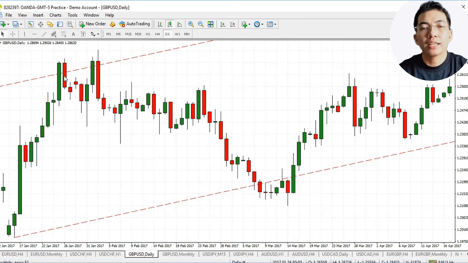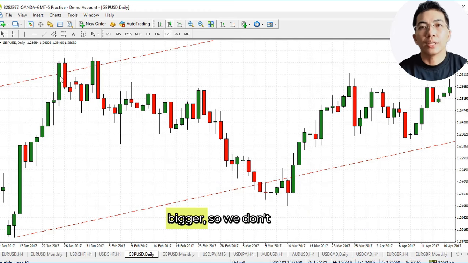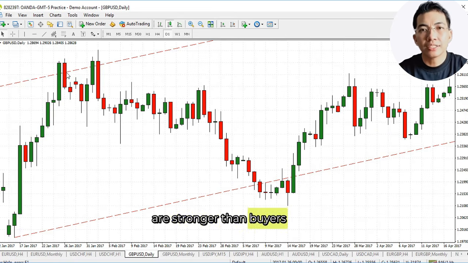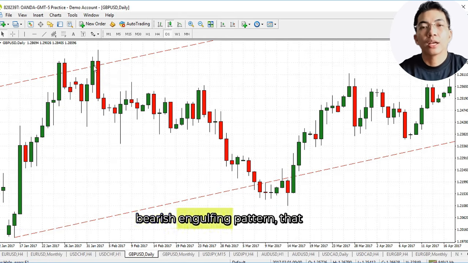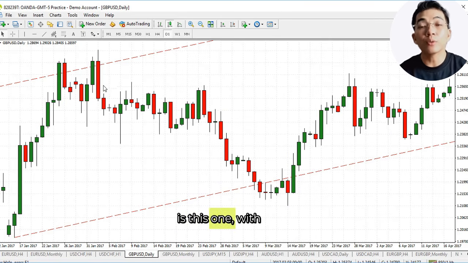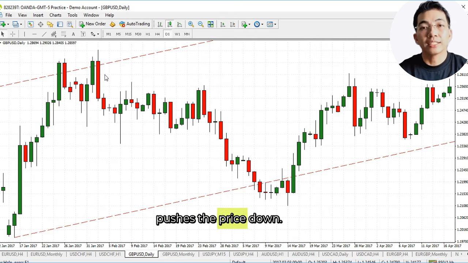The first important red candle is here, but in any case the green candle that precedes the red candle is bigger, so we don't have a significant clue to say that sellers are stronger than buyers at this point. But at least with this red candle we can start to think that sellers may find that price convenient. After that we have some small candles and another red candle here, but then the price starts to go up again. When the price reaches the top of the channel, we have a bearish engulfing pattern, that is this one, with the second candle that pushes the price down.